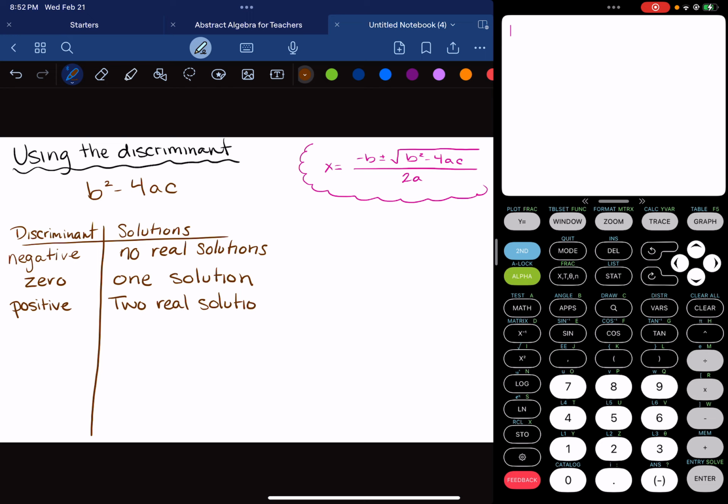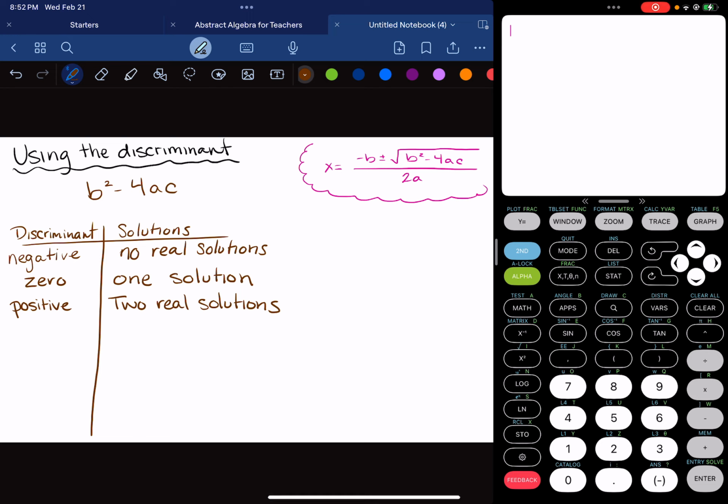So if we're looking at a problem and we want to figure out if we even need to do anything to solve it, we can look at the discriminant first, and if we can show that the discriminant is negative, we can stop and say there's no solution and we don't have to continue. If the discriminant is 0, then we know we have one solution. Positive means two real solutions.